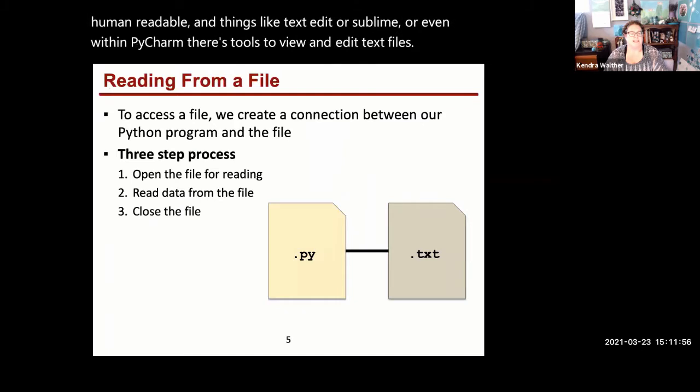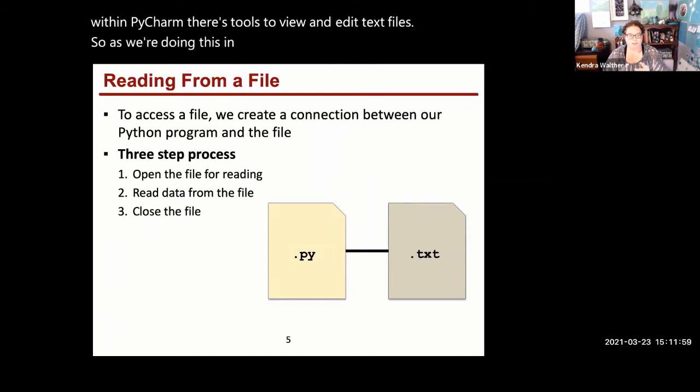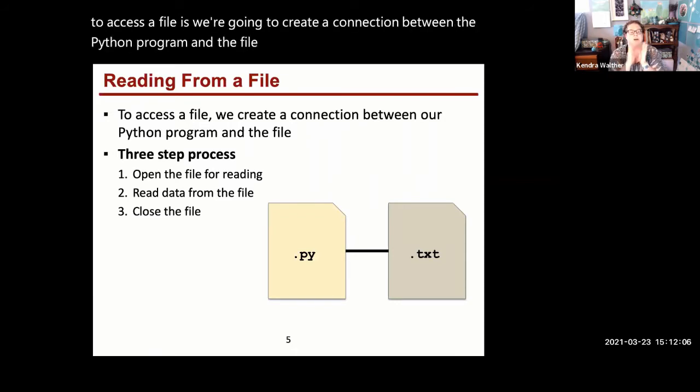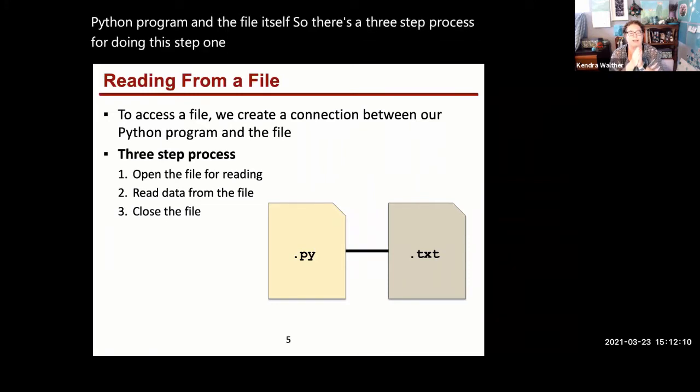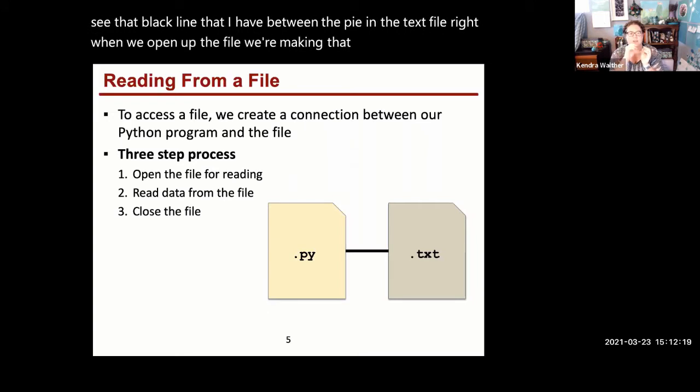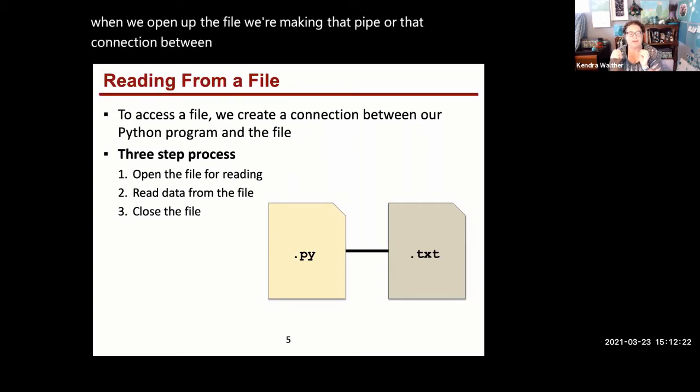As we're doing this in Python, in order to access a file we're going to create a connection between the Python program and the file itself. There's a three-step process for doing this. Step one is opening the file for reading. If you see that black line that I have between the .py and the .txt file, when we open up the file, we're making that pipe or that connection between our program and the text file. Once that connection is set up, then we can read data from the file. And once we're done, we will close the file.